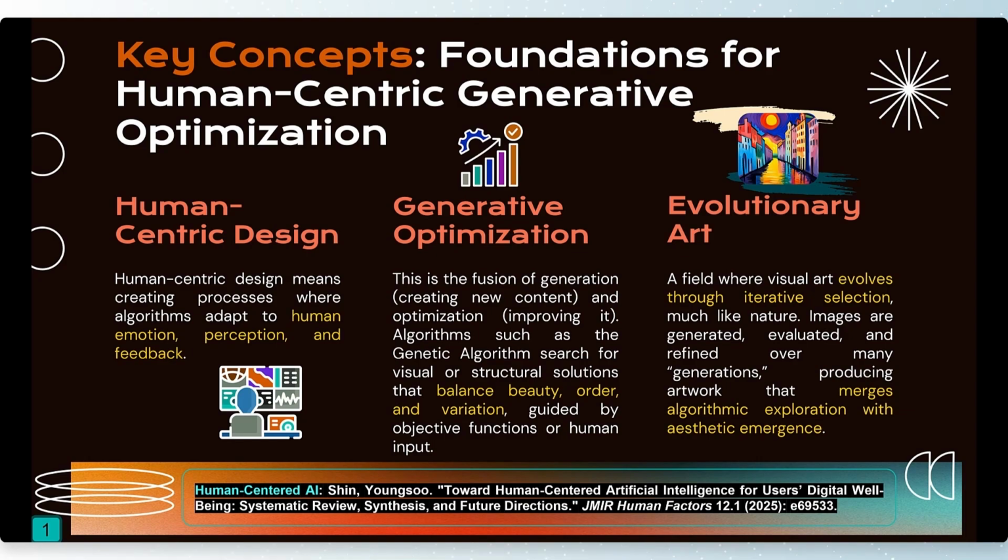Now, evolutionary art is a field where visual art evolves through iterative selection. Much like nature, images are generated, evaluated, and refined over many generations, producing new artworks that merge algorithmic exploration with aesthetic emergence.